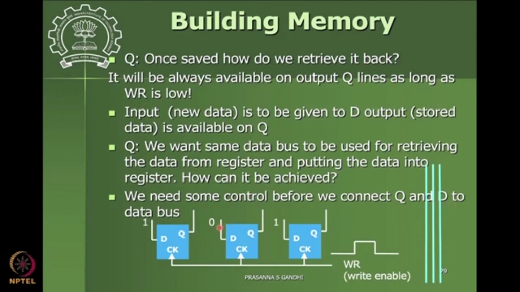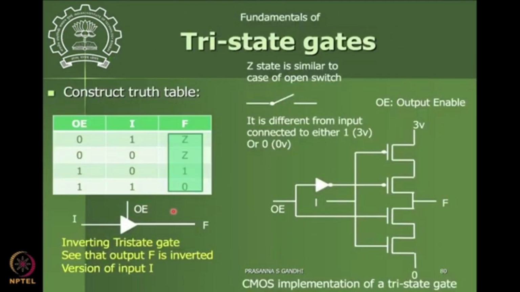Okay, so that control we can achieve by using some kind of a small element called a tri-state gate. Let's look at what this tri-state gate is. It has 3 states instead of only 2 states. It has a third state, which is C here, which is a high impedance kind of state. So we'll not worry about what that state is for now.